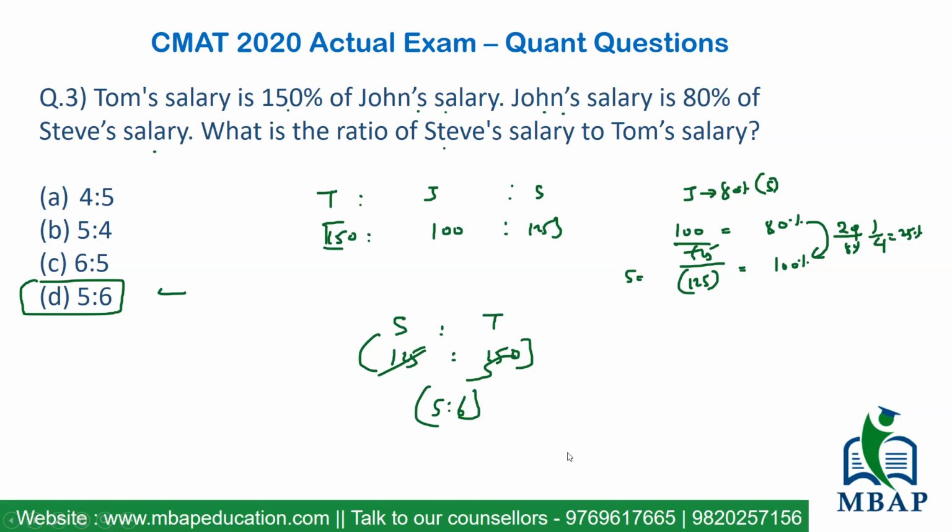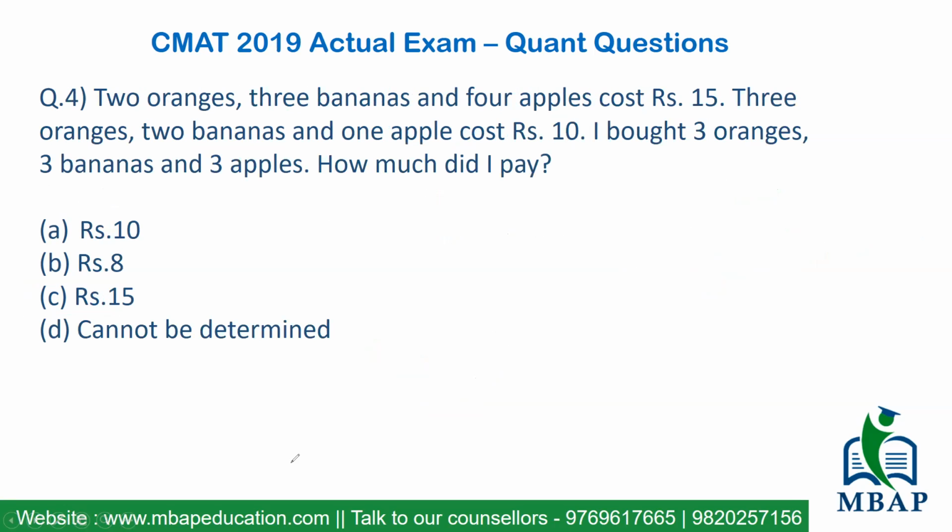Moving ahead, have a look at the next question. This is a CMAT 2019 question, which has come on equations. Even in linear equations, questions are based on ratio and proportion. But usually these questions are ideally not difficult. The question says 2 oranges, 3 bananas, and 4 apples cost rupees 15. Let's write: 2 oranges, 3 bananas, and 4 apples is going to cost you rupees 15.